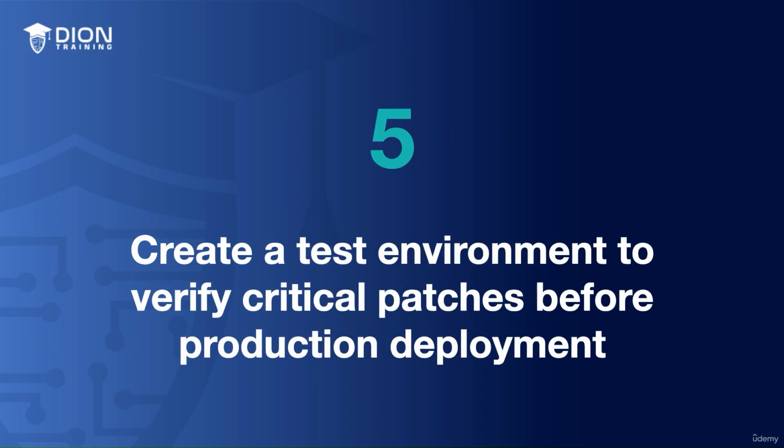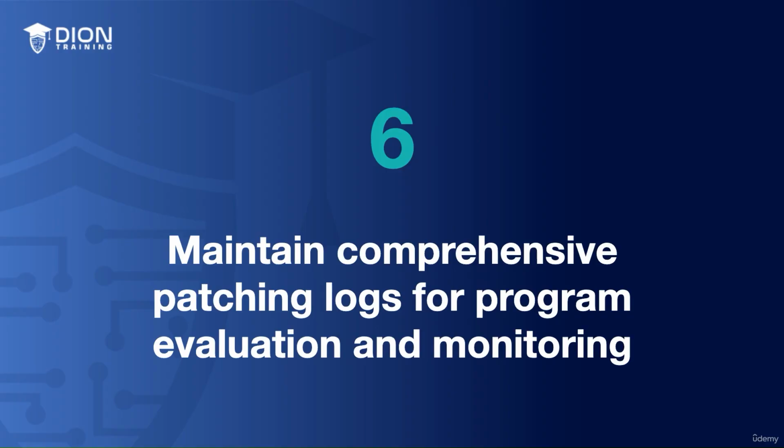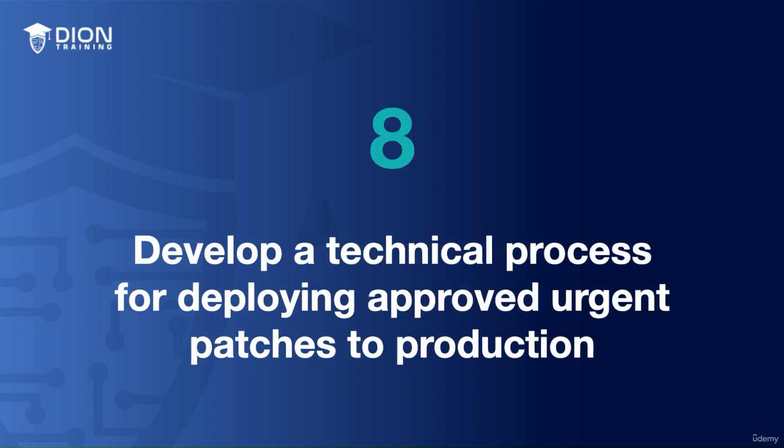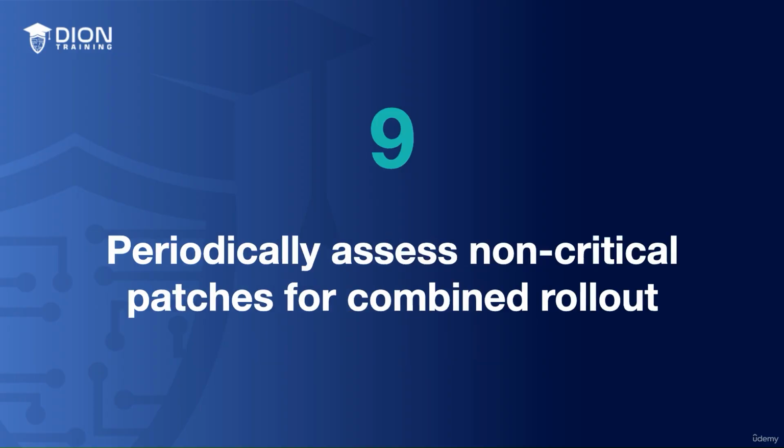Fifth, you should have a lab or test environment in which you're going to test all your urgent and important patches to make sure the functionality is right prior to deploying them to your production environment. Sixth, you should maintain detailed logs of your patching activity so that way you can evaluate and monitor your patch management program and its deployments. Seventh, you should have a mechanism to evaluate, test, and deploy firmware updates. Eighth, you should have a technical process in place to push urgent patches and hotfixes into the production environment if they've been approved by an emergency change advisory board. And finally, ninth, you should conduct an evaluation of non-critical patches for a combined rollout periodically. For example, every 2 weeks, you might be scheduled to deploy all your non-critical patches, and this way you can do them all at once in one big push.